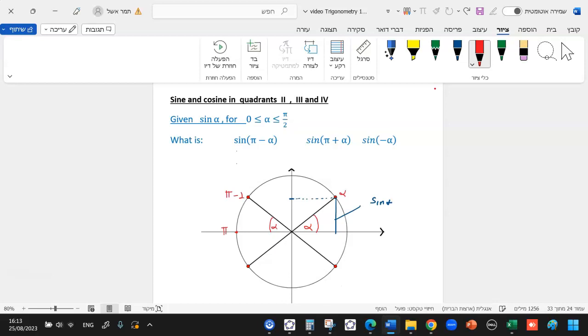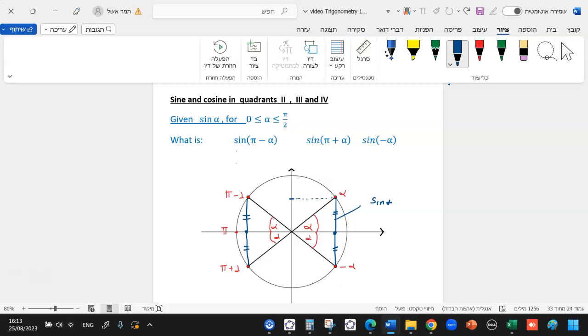And this point, if this is also alpha, this point matches pi plus alpha. And given that this is also alpha, this point matches negative alpha. And we are interested in the sine of these values. These are the sines. The y coordinates. It is very easy to prove that these four sides are the same because the four triangles here are identical.